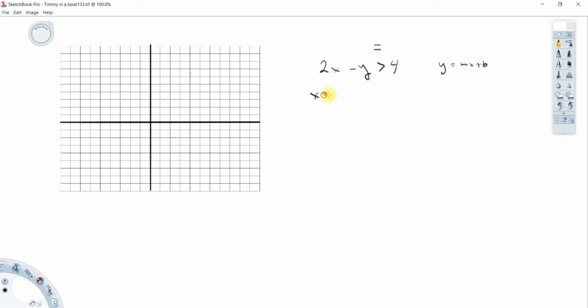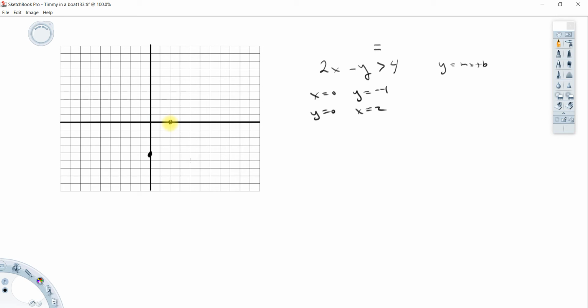If x is 0, and you put a 0 right here and solve that for y, you would get minus 4. So this thing goes through the point 0, negative 4. 1, 2, 3, 4. I'm going to put that on the graph. Now, if we set y to 0, this term would be 0, and you solve that for x, you get 2. So this goes through the point 2, 0.